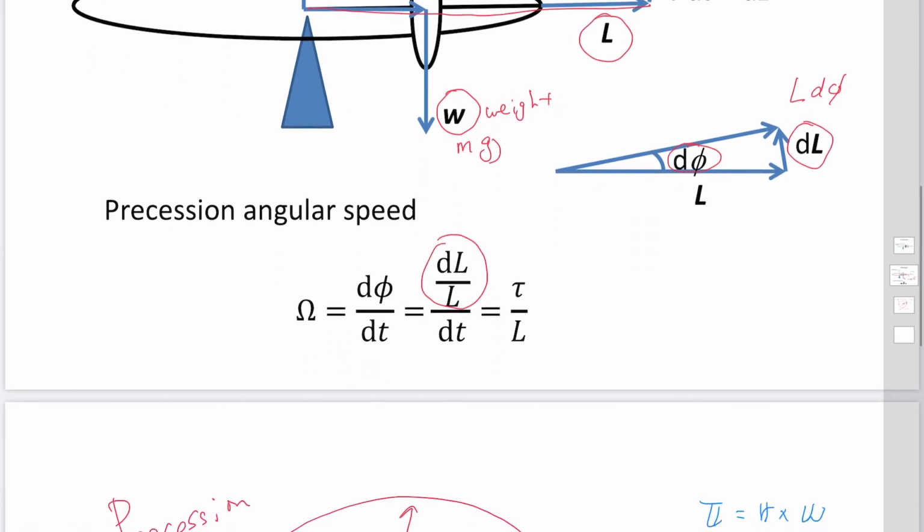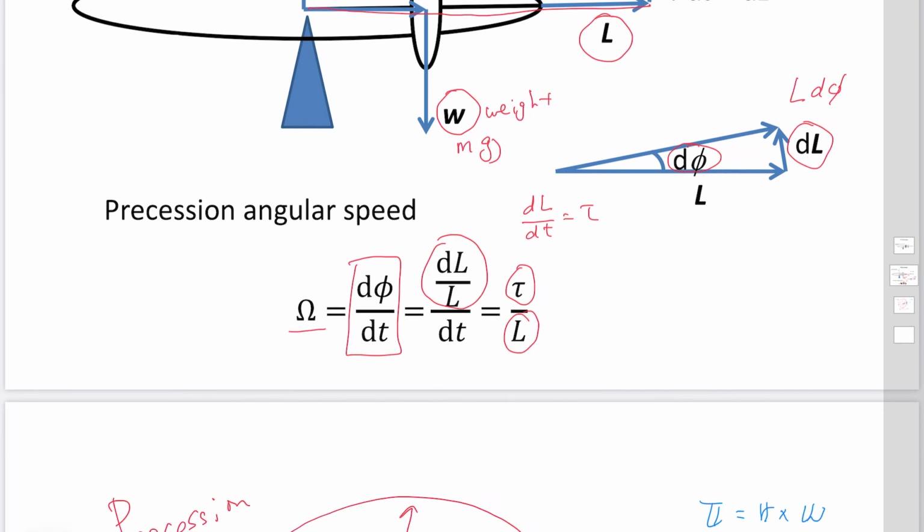So the precession angular speed, d phi over dt, is expressed as dL over L over dt. Then dL over dt is equal to tau, so it becomes tau over L. If you calculate the torque acting on the gyroscope and the angular momentum around the spinning axis, you can calculate the precession angular speed omega.